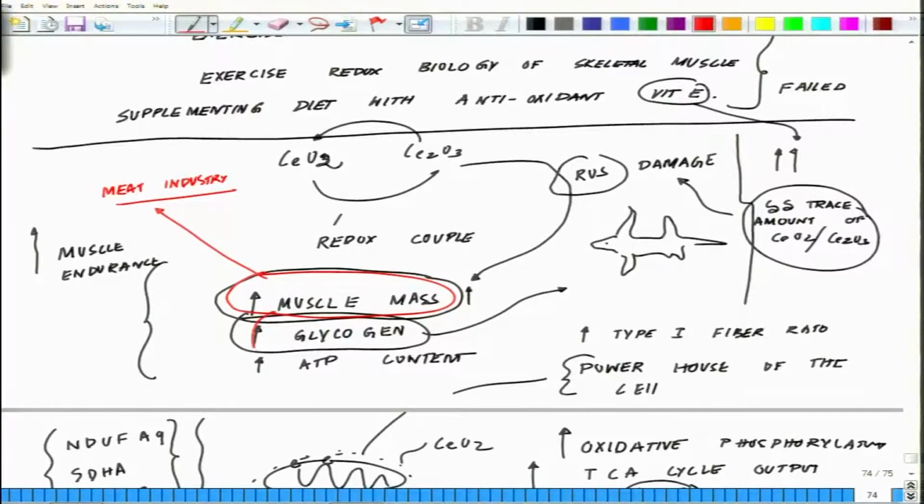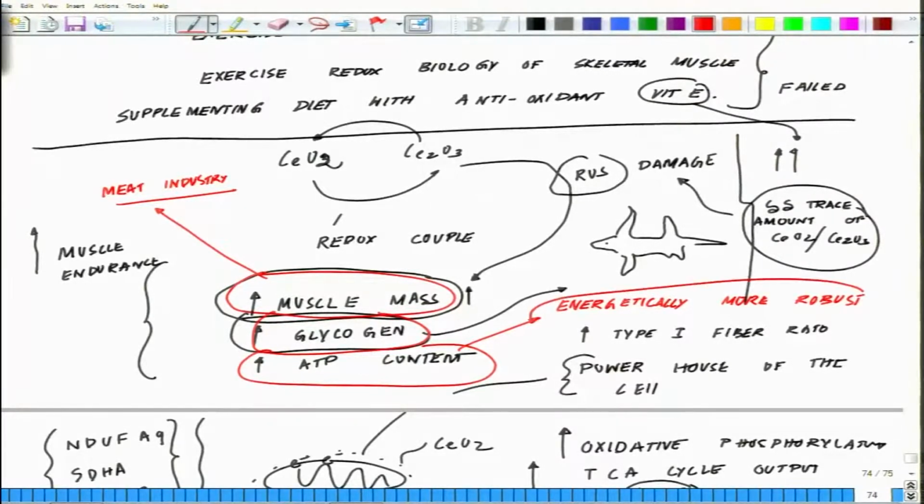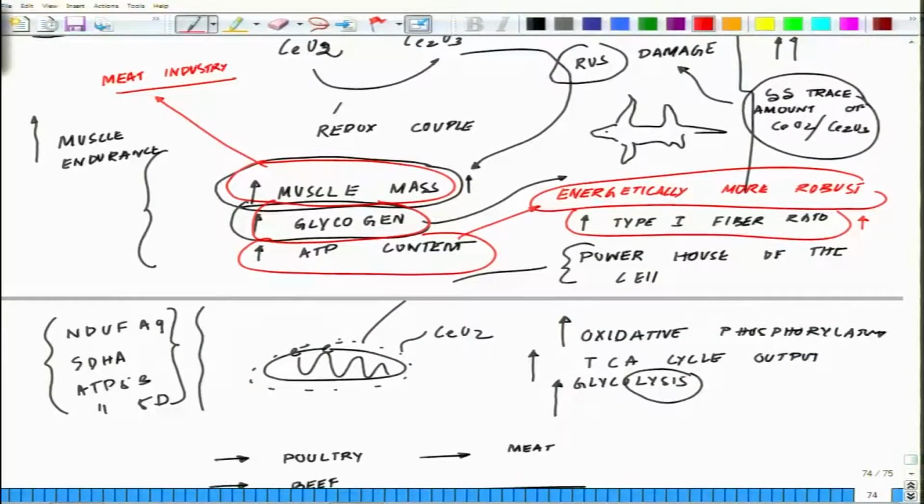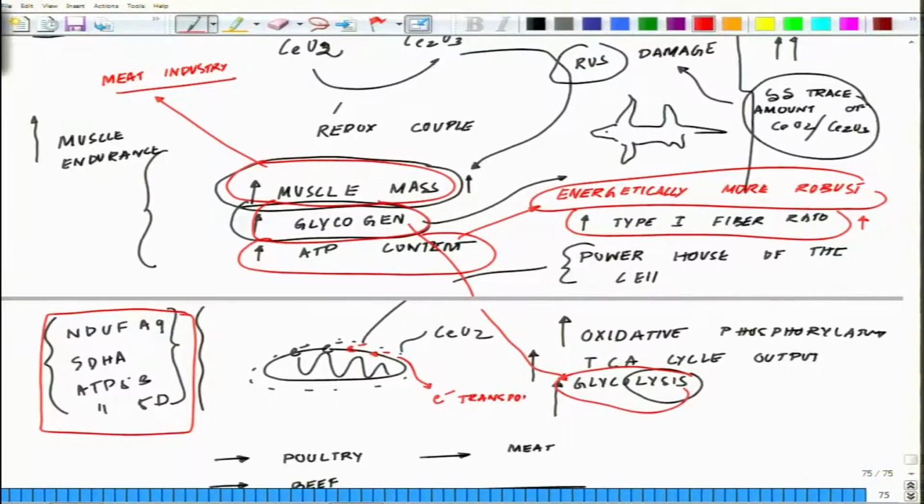Nutritionally, there is higher glycogen concentration. So the ATP content is increasing. So it means it is more energetic, more robust. There is a type 1 fiber ratio which has gone up. This is very critical. Apart from it, you are breaking down more of the glycogen by glycolysis. And of course, in future people will be studying how you can increase the percentage or concentration of electron transport chain proteins. So in other words, your electron transport efficiency in the mitochondria is increased.